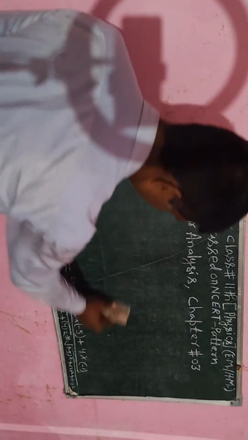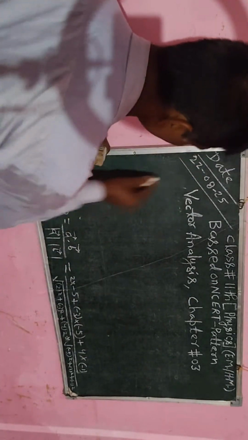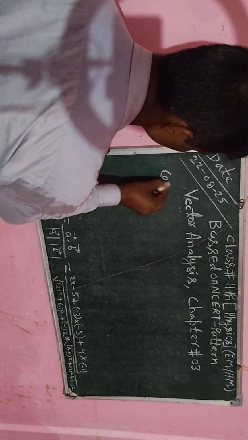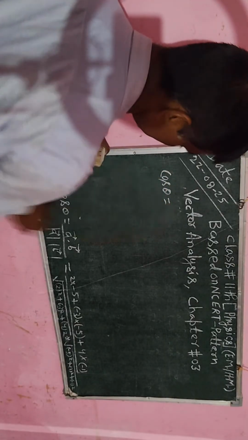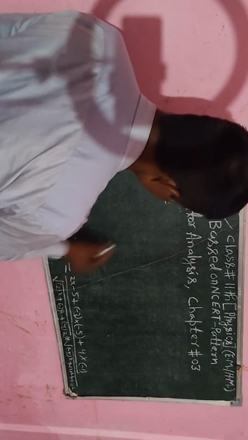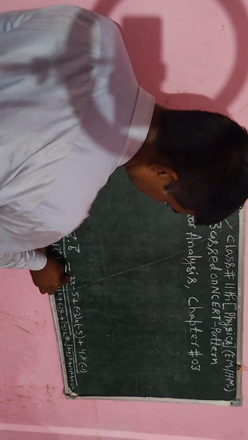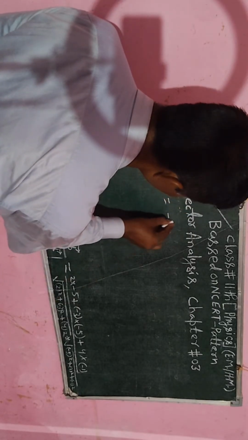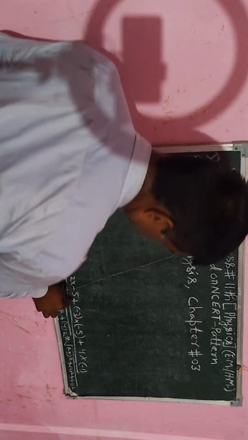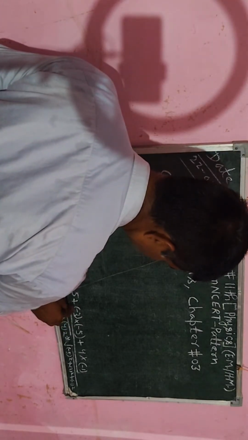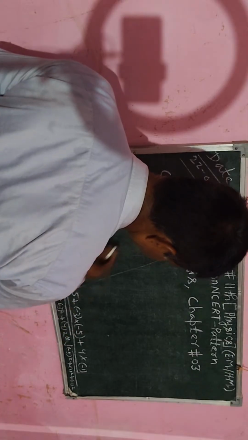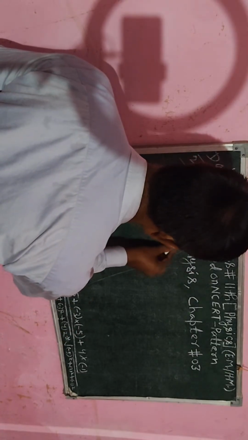Okay, so here I am going to write on the left hand side cos theta, and its value I am going to simplify. So 2 into minus 5 that will be minus 10. Here plus, minus times minus is plus, 5 into 3 is 15, so plus 15.